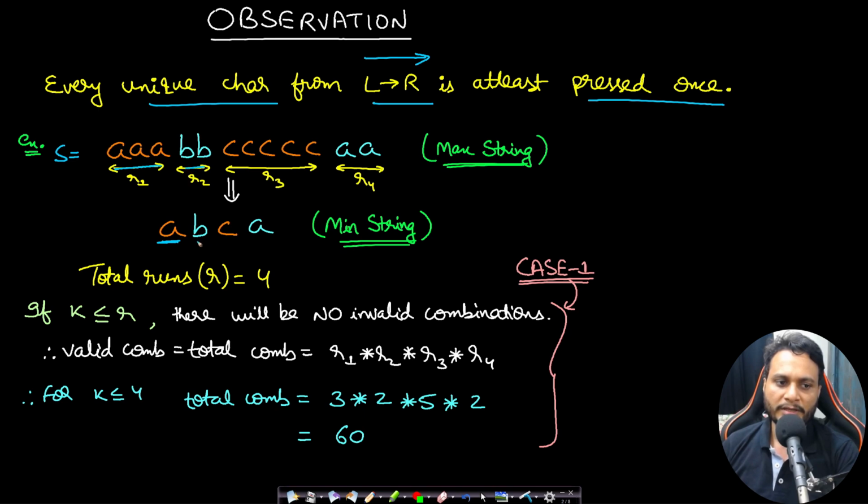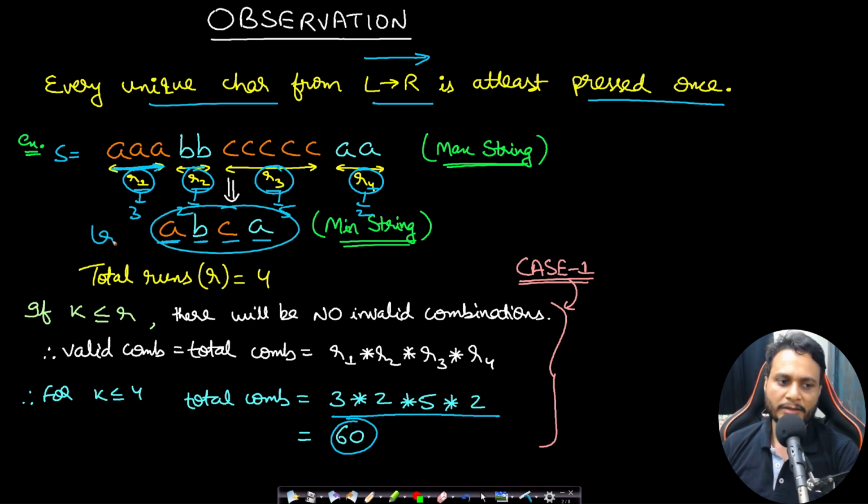Similarly, double B will be reduced to single B, 5 C's will be reduced to single C, and 2 A's will be reduced to a single A. We will call this a run of same characters as runs. Okay, so this is run 1, run 2, run 3, run 4. So if you want to find out all possible combinations of string that you can form by including at least one occurrence from each of the runs, then that will be equals to the multiplication of all of the run lengths, which is 3, 2, 5 and 2. So if you multiply 3, 2, 5, 2, that will be 60. So there will be 60 possible strings of minimum length 4.